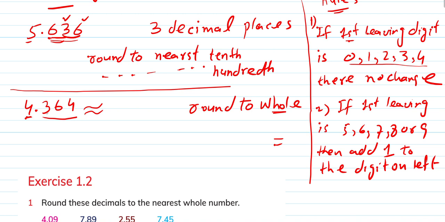Now what will it be? You are leaving them because you need the whole part only. So what is the first leaving? This is the first leaving, yes? The first leaving is 3. If 3, it means no change, just leave them. So it will be just 4.